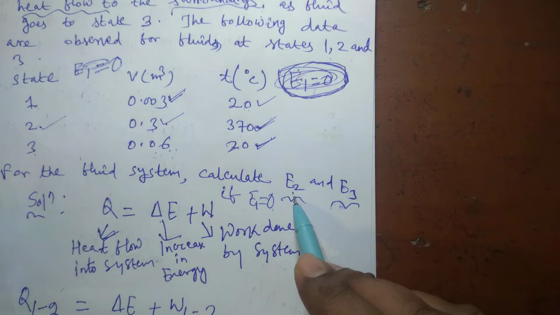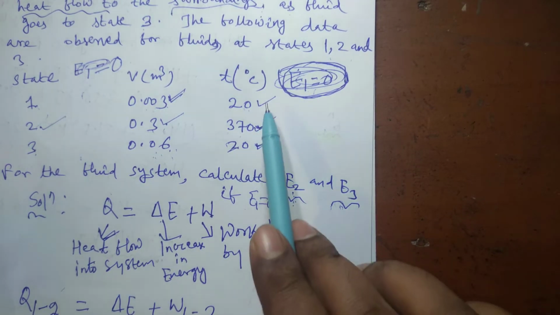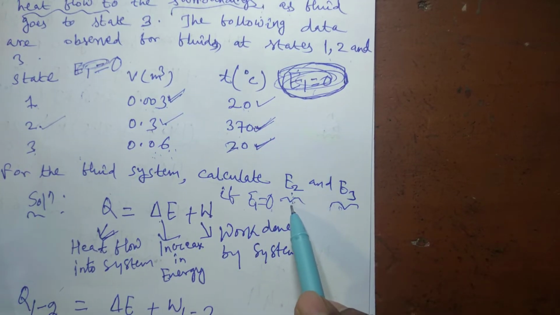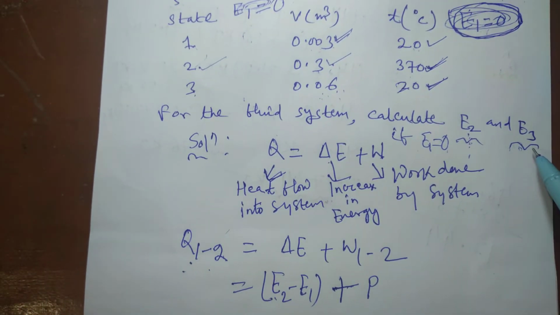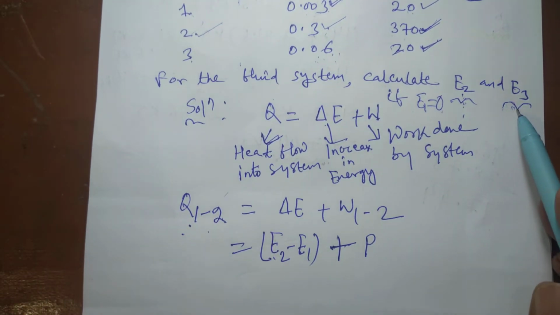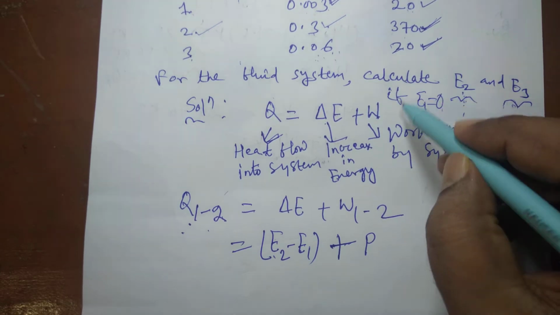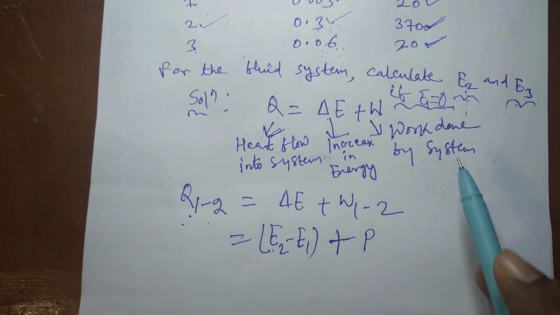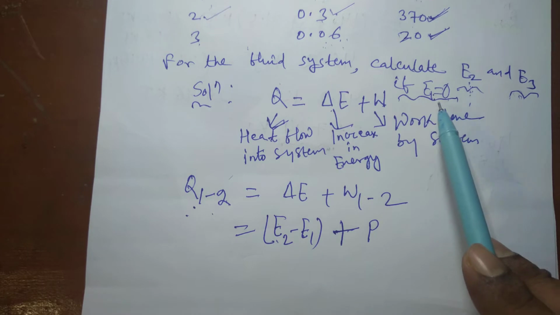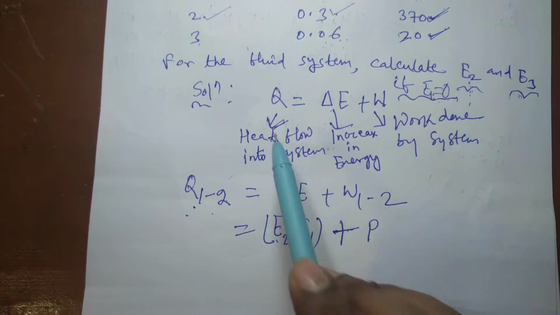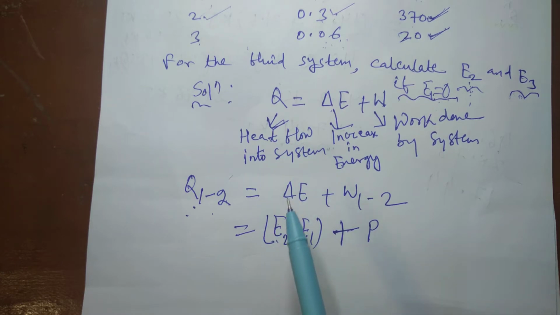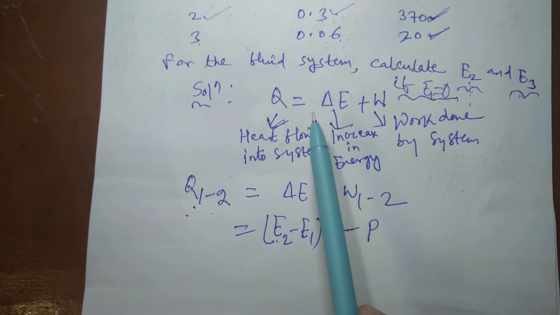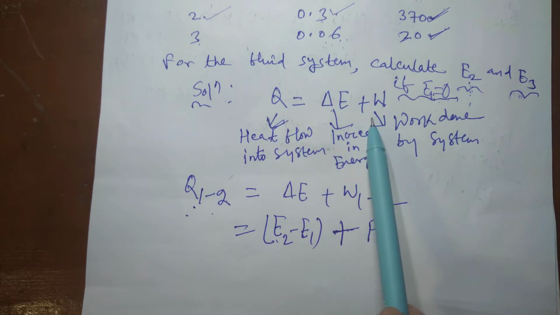E2 means the energy of the system, or the energy of the fluid in this case, in which a chemical reaction takes place, at state 2, and E3 is the energy of the fluid at state 3. If it is given that E1, the energy of the fluid at state 1, is 0, we can use either the E in minus E out is equal to delta E equation, or directly this equation can also be used.